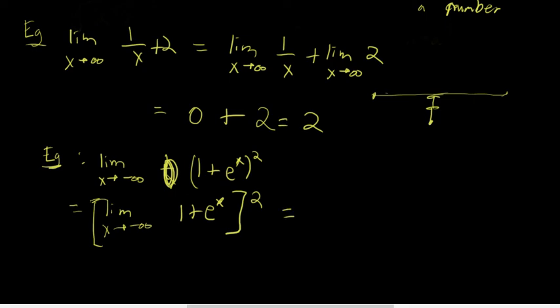Okay, and this limit is really the limit as x tends to negative infinity of 1 plus the limit as x tends to negative infinity of e to the x. But the limit as x tends to negative infinity of 1 is just 1. So we can just write it like this. This whole thing squared.